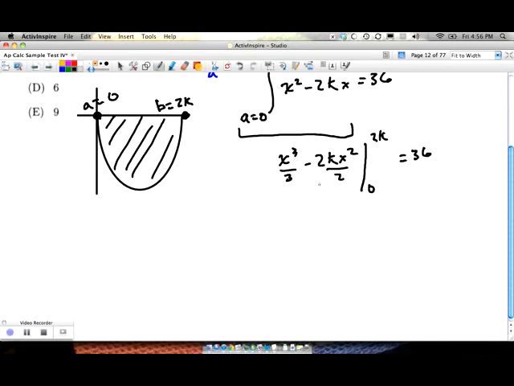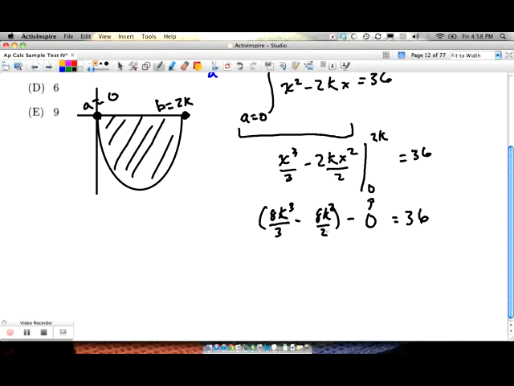So let's give ourselves some space and do some algebra. First of all, notice that both these terms have an x, and if I plug in 0, that makes the lower-limit part go to 0. So I'm going to have a bunch of stuff minus 0 equals 36. Let's figure out what this stuff would be. First, 2k cubed is 8k cubed over 3. And the second half, 2k times 2k squared, is 2k times 2k times 2k, so again 8k cubed, over 2, minus 0 equals 36.